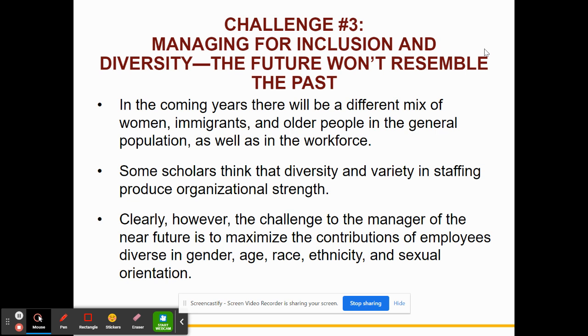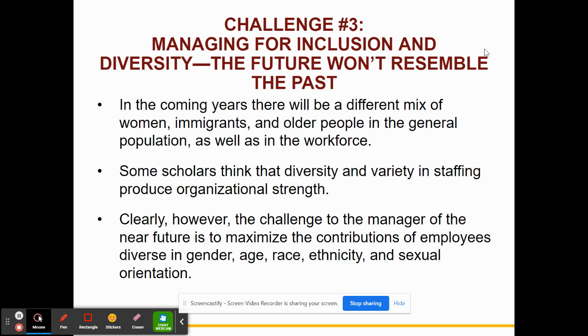Challenge number 3, managing diversity. So in the coming years, demographics are changing. More women, immigrants, older individuals are going to be in the workplace, right? It's going to be a different mix of different generations in the same workforce, more women participation, more immigrant participation in the workforce, right? So managing all of those different backgrounds.